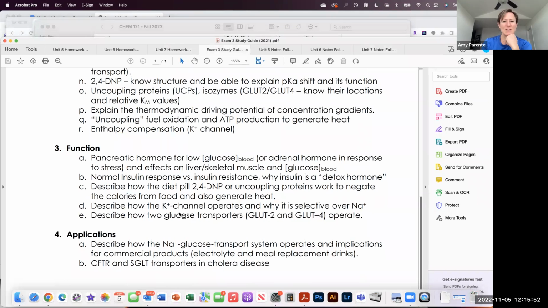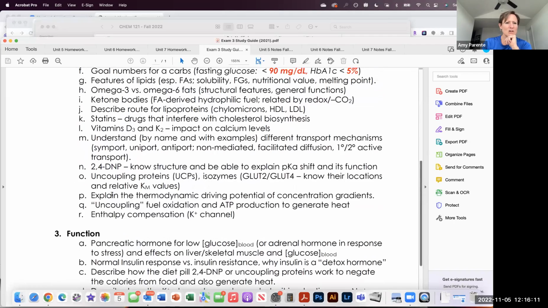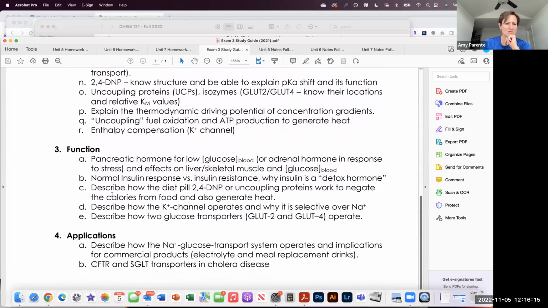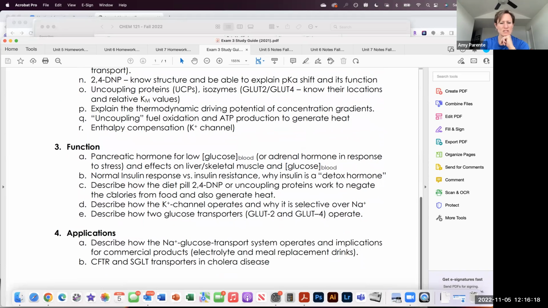And that is beneficial if you are a hibernating animal, and unfortunately can be lethal if you take too many of these diet pills. And actually, we described a lot of these already. We described how the potassium channel works, why it's selective over sodium, and then we understand how those two glucose transporters operate. So even though we just talked about structural pieces, we touched on and discussed the function when we discussed those just a second ago. Questions?